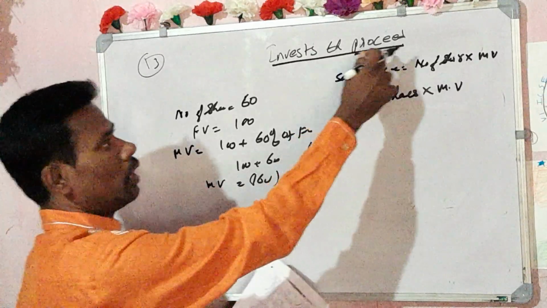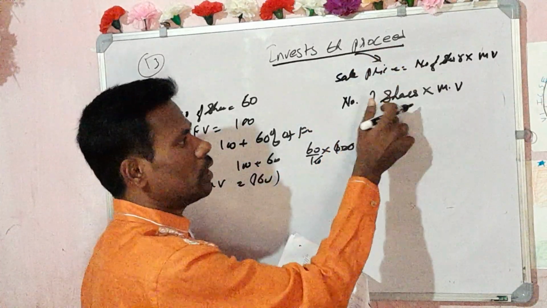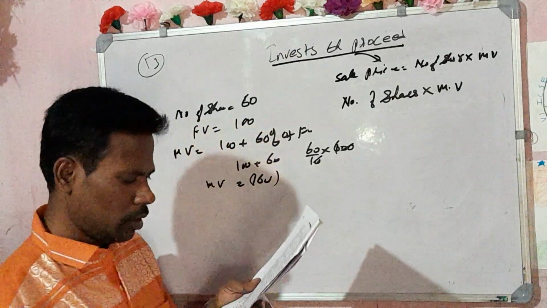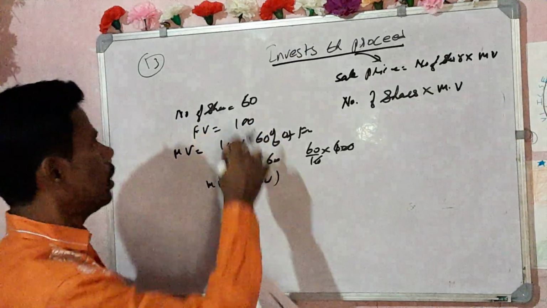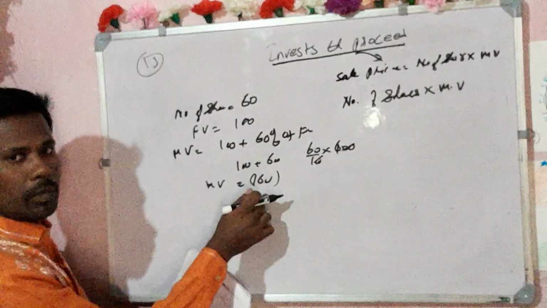So what I told, sale proceeds. What is the meaning of sale proceeds? Number of shares into market price. So sale price, the first part is already over. The sale proceeds is number of shares into market value.